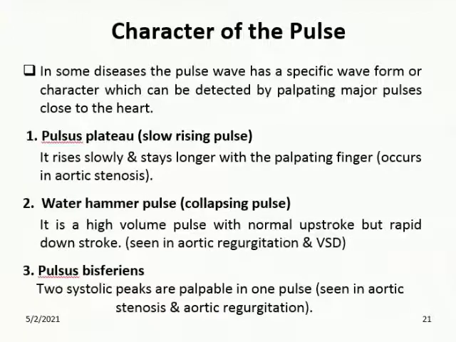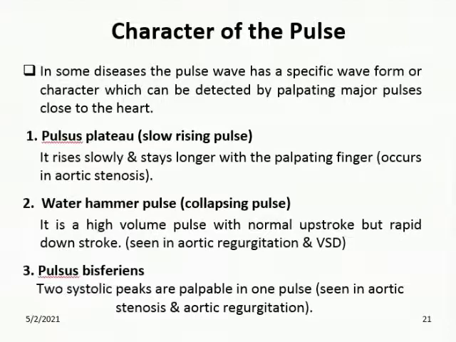Pulsus plateau, or slow rising pulse. It rises slowly and stays longer with the palpating finger and it occurs in aortic stenosis. Water hammer pulse or collapsing pulse. It is a high volume pulse with normal upstroke but rapid downstroke. This is normally seen in aortic regurgitation and ventricular septal defects.